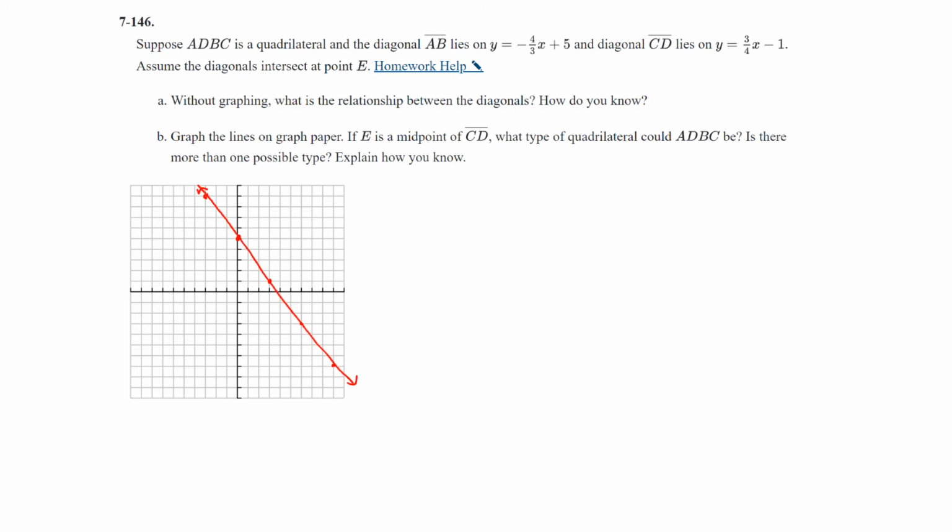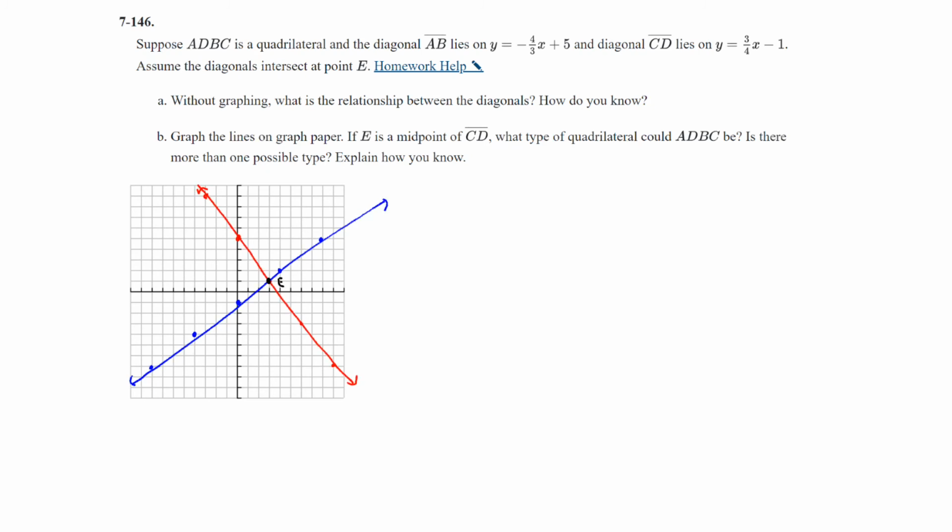And then there's another diagonal, CD, that lies on this line. So let's figure out where that line is. Negative 1 is the y-intercept with a slope of 3/4, so up 3 over 4. So we also go down 3 and to the right, or left 4. All right, and once again, remember these are the diagonals of the quadrilateral. And assume the diagonals intersect at point E. So somewhere in there it looks like they're going to intersect at point E.